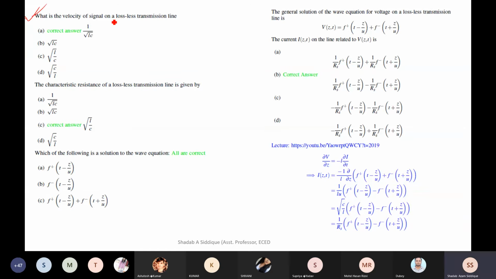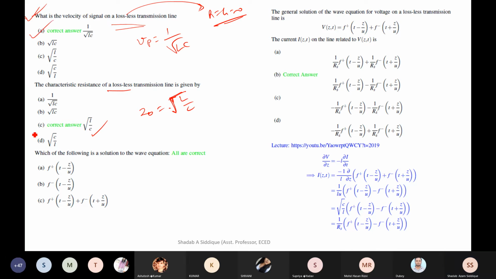What is the velocity of signal in a lossless transmission line? The velocity Vp is, we know, 1 by root under LC for a lossless line. Now, the characteristic impedance of a lossless transmission line: again we are talking about lossless, where R equals G equals 0. So Vp is equal to 1 by root under LC, and the characteristic impedance Z0 is equal to root under L by C.